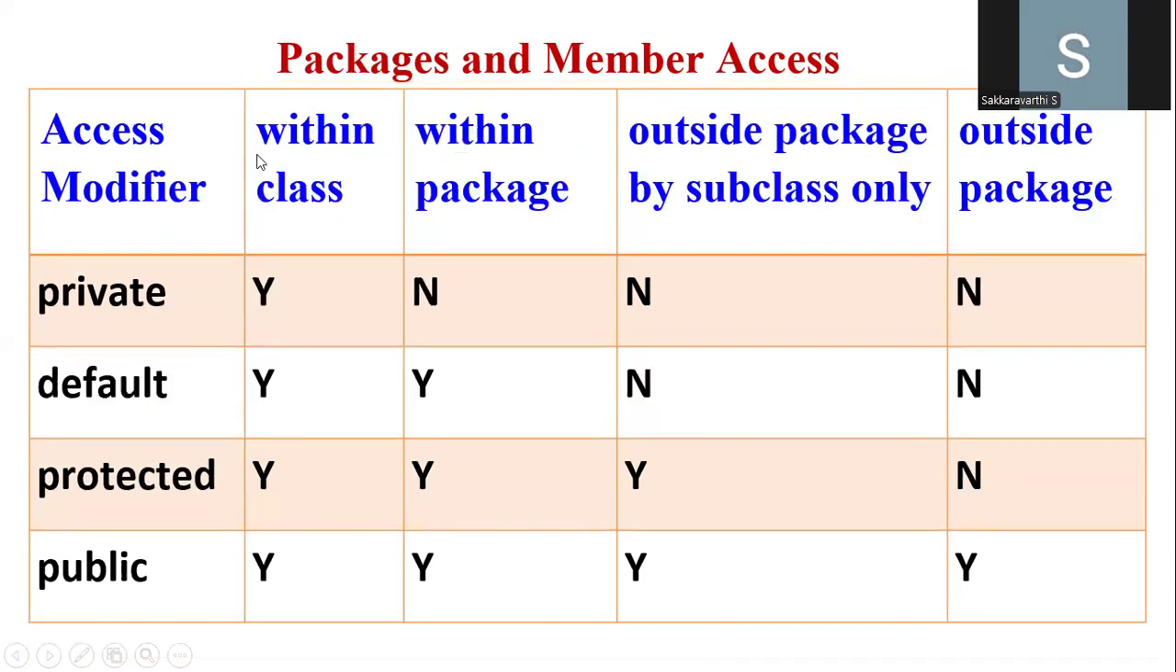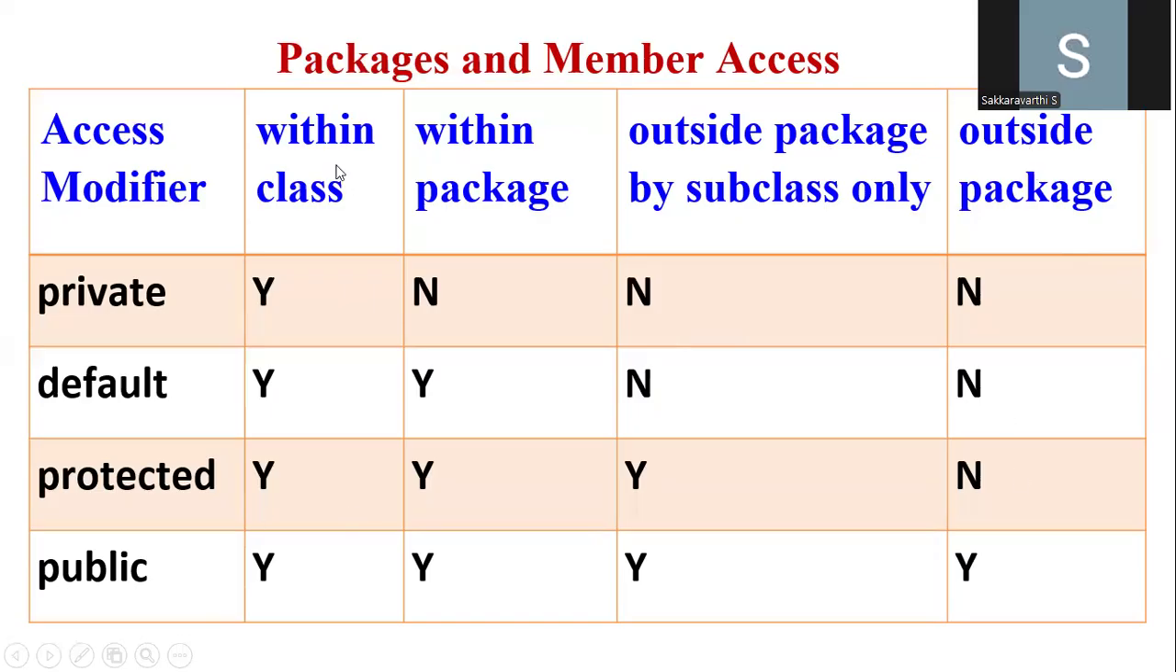And package and member access within class, that is scope. We are defining the scope here. Horizontally we deal with within class, within package, outside the package by subclass only, and outside package. For private, the members are accessible only within the class, not within the package, and outside the package is also not permitted. Then default: within the class is permissible, within the package is also permissible, while outside the package through inheritance and outside the package is restricted.